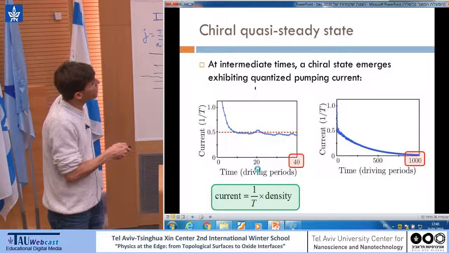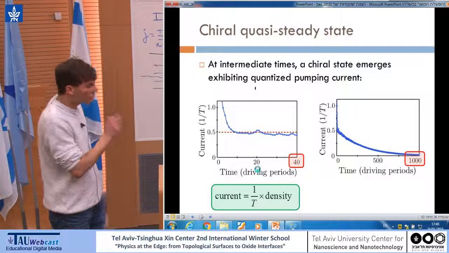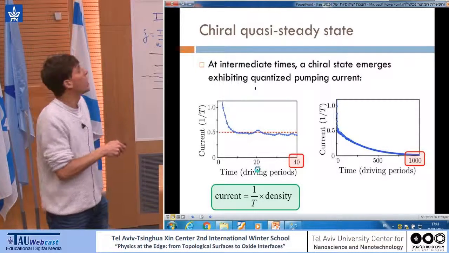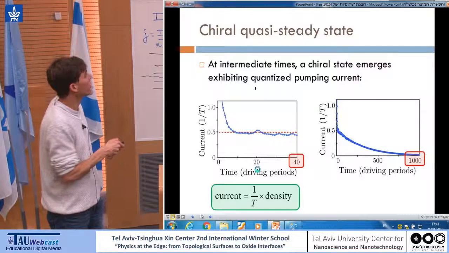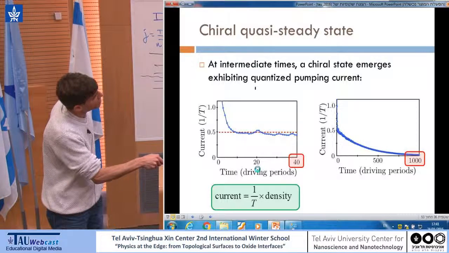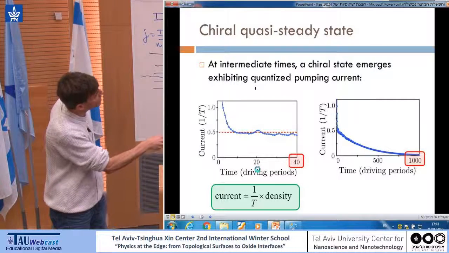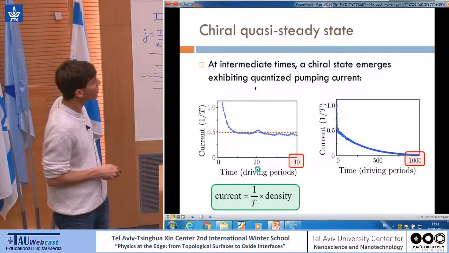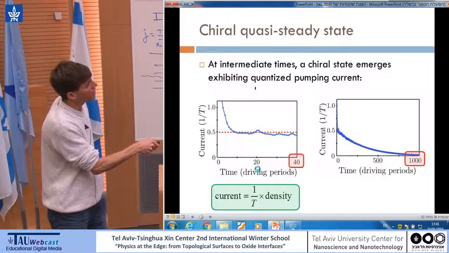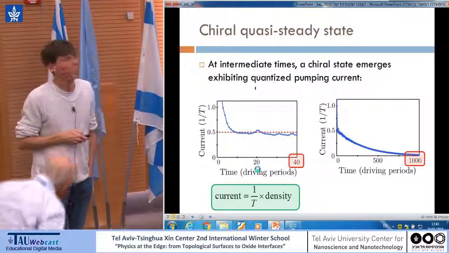And very quickly, you see that this current decays to something that looks flat. In fact, it's not flat, but it looks flat on this time scale. And this current is actually the density times this integer that we've discussed before. So this is our quantized current in terms of the density. And then at very long times, you see this is 1,000 periods, this is 40 periods, at very long times, this decays exponentially. So all these intermediate regimes are inside this part over here. And then you see this interband scattering process kicking in and letting the current decay here. So this is exactly the type of behavior I've alluded to before.